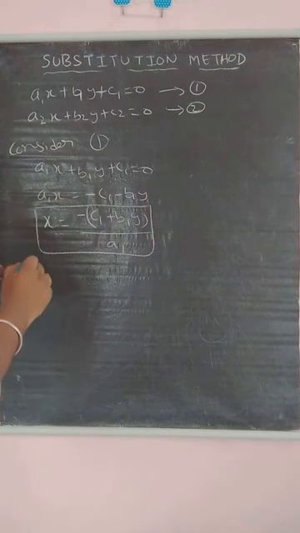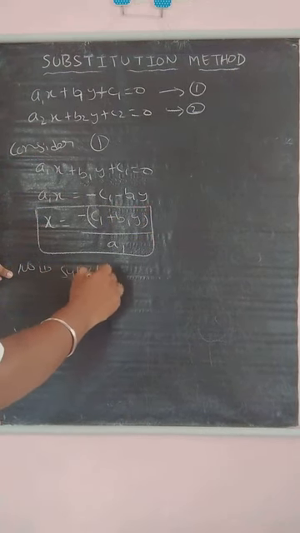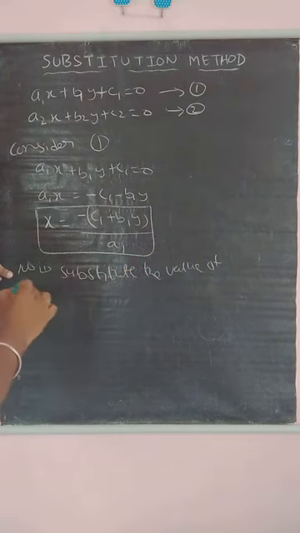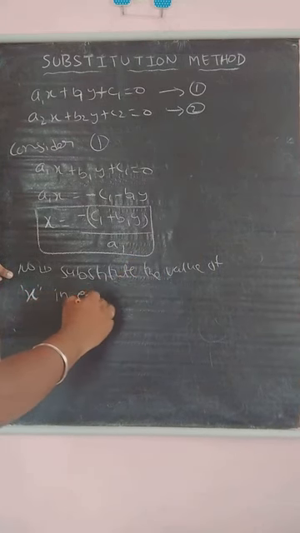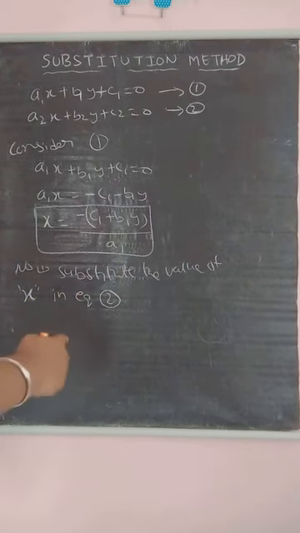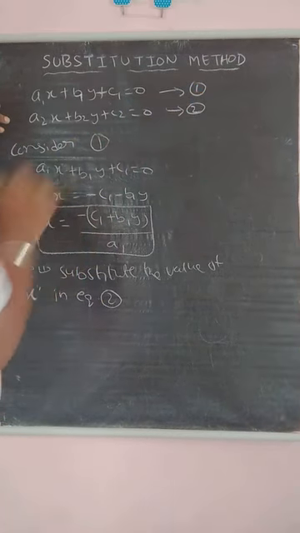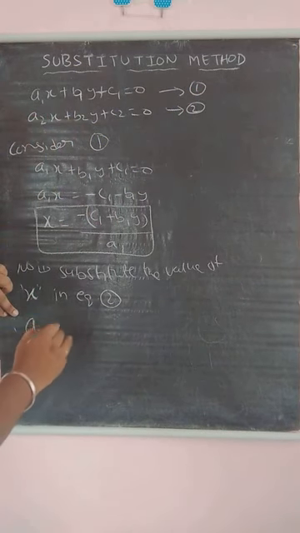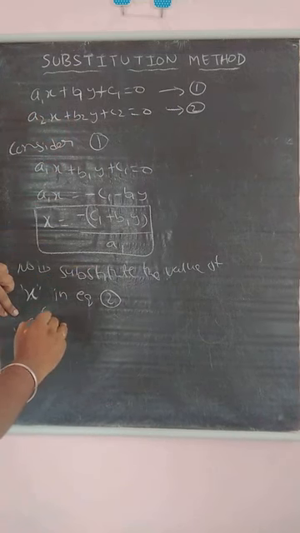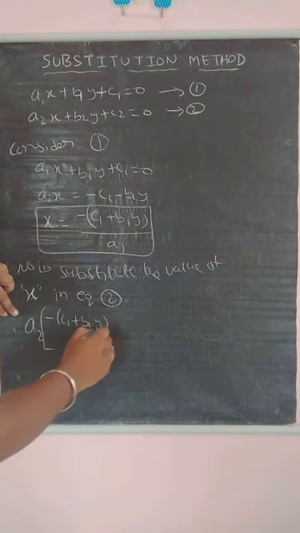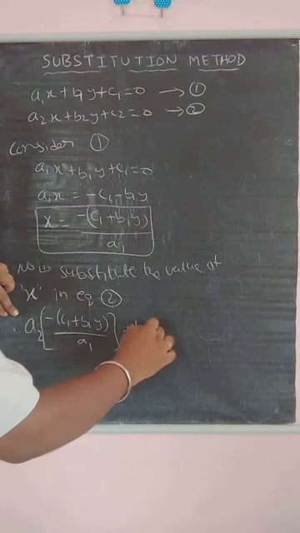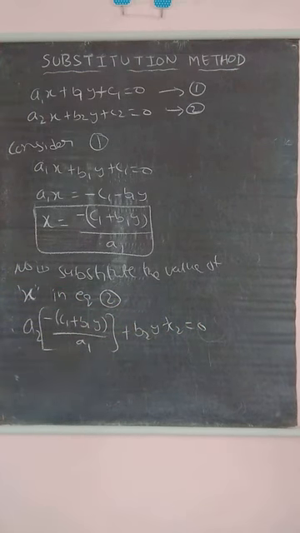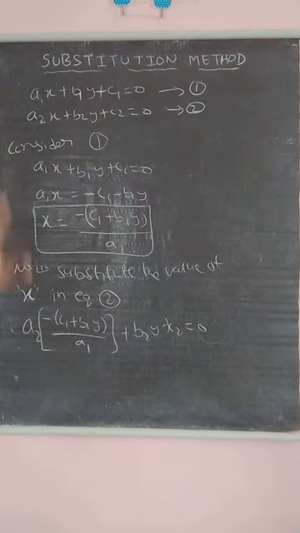So now substitute the value of x in equation 2. Why equation 2? Because here we considered equation 1, so you need to consider equation 2 and replace. That means a2 into x, minus of c1 plus b1y by a1, plus b2y plus c2 equals 0. So by this you can get the y value. Later you can find the x value. So this is with the expression.